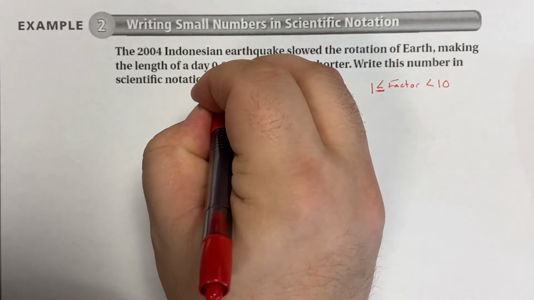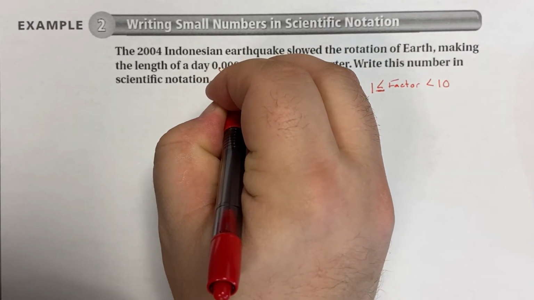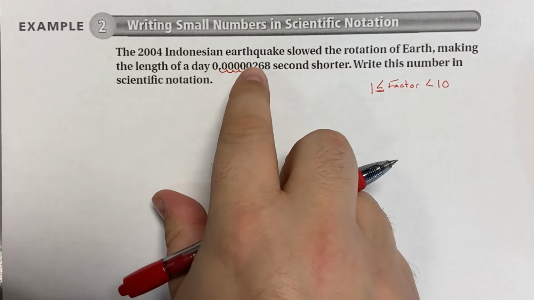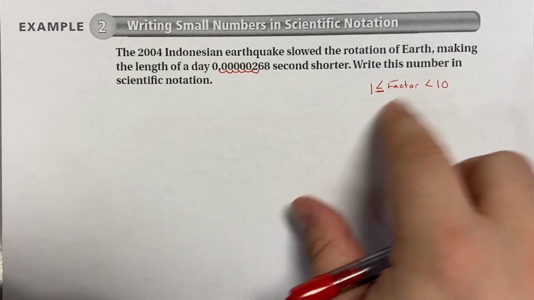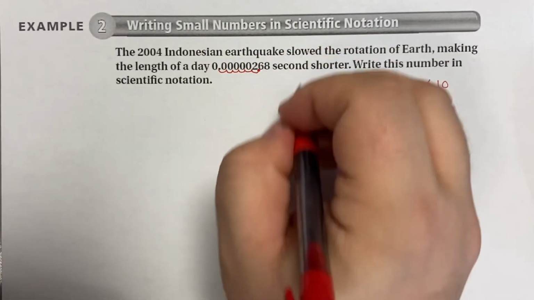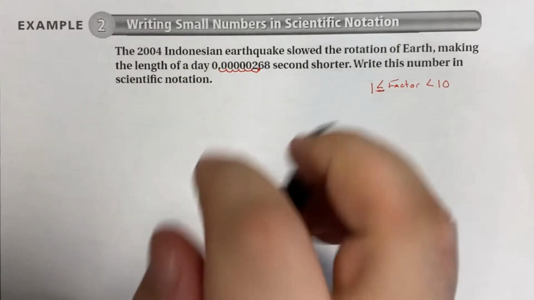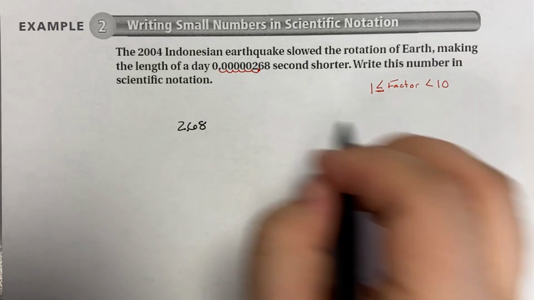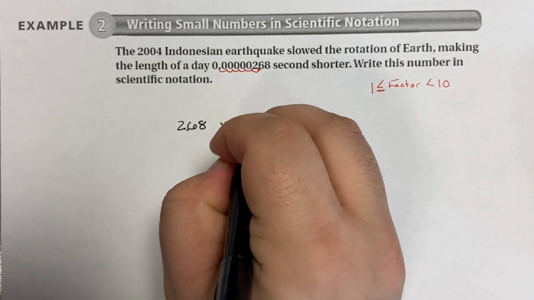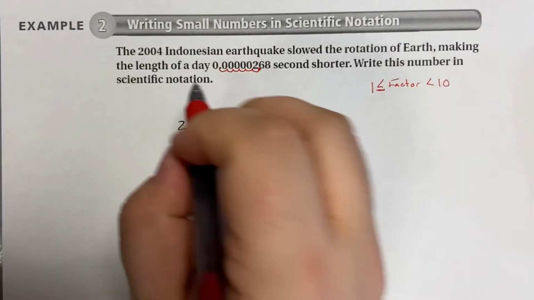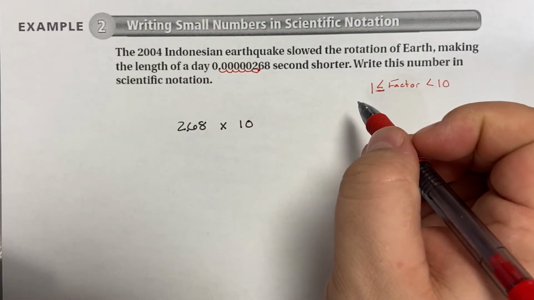I know none of these zeros are going to make that true. Then I'm going to hit here and ask myself, is 2.68 between 1 and 10? The answer is yes, so that's where my decimal goes. So I'm going to take 2.68 and copy it down. Then I'm just going to write the times 10. And then I notice that I moved to the right.